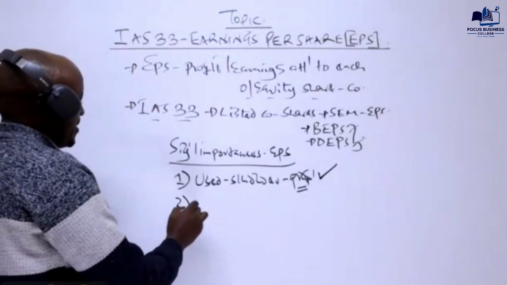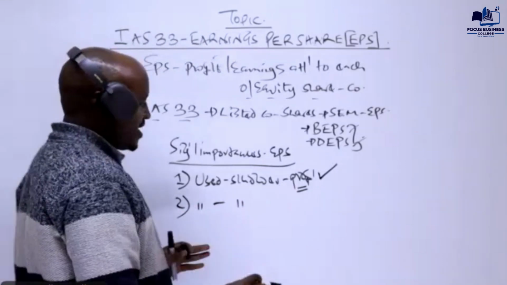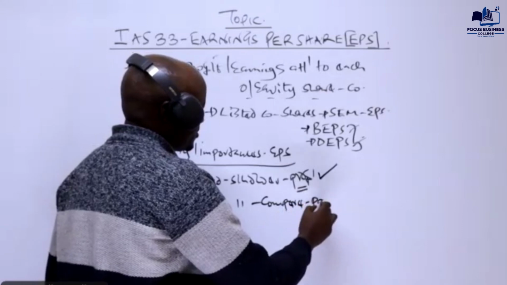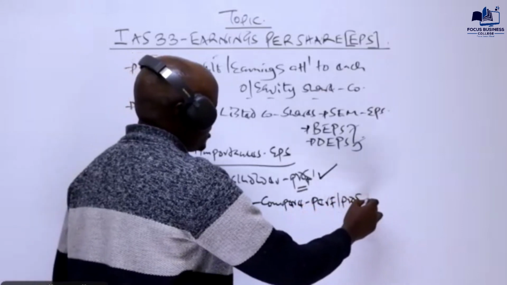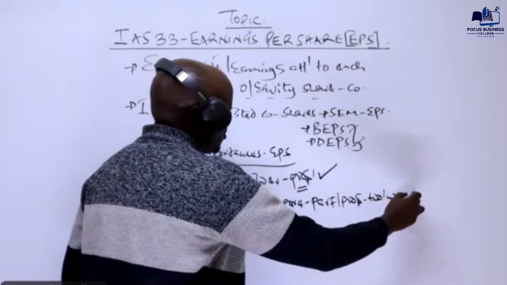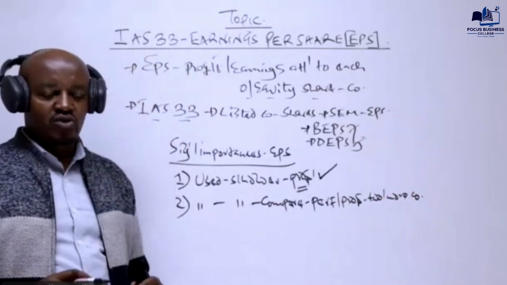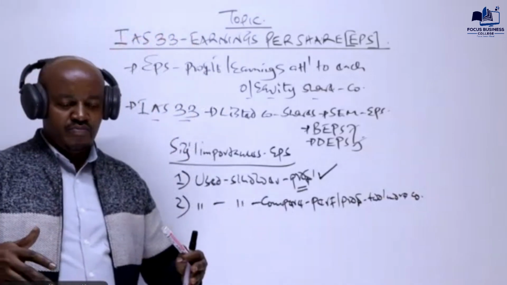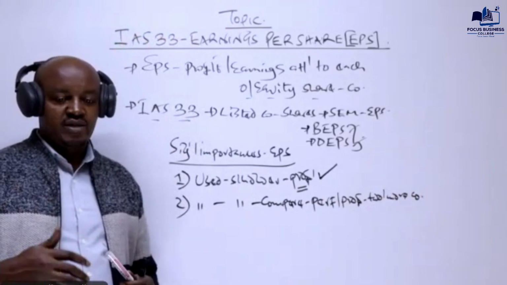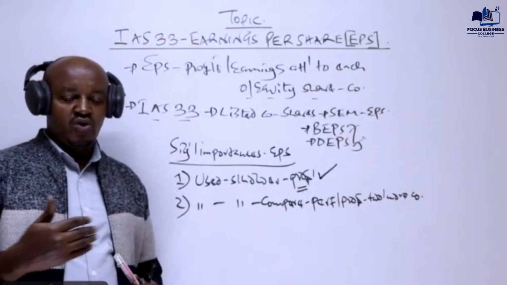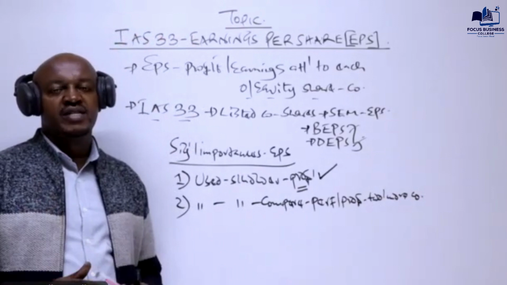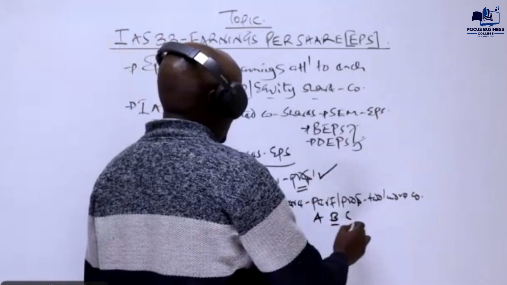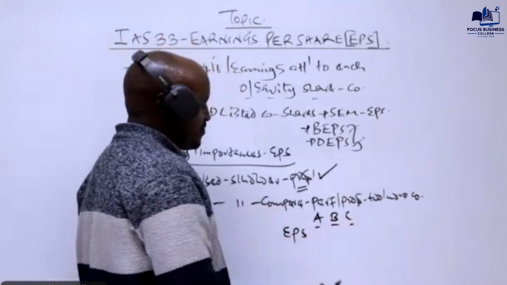Number two, the shareholders of the company can also use earnings per share to compare the performance, or the profitability, of two or more companies within the same industry. You can use this earnings per share to compare how different companies within the same industry are performing. For example, assuming you have three companies, company A, company B, and company C, and these three companies have computed their earnings per share.